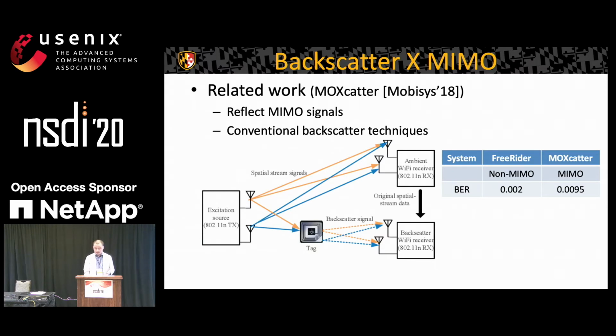Although MOXcatter uses multiple antennas to transmit data, the data on different antennas are the same. In other words, MOXcatter doesn't use MIMO technique on the backscatter tag. Therefore, compared with traditional Wi-Fi backscatter system, such as FreeRider, MOXcatter has a higher bit rate and a lower throughput.